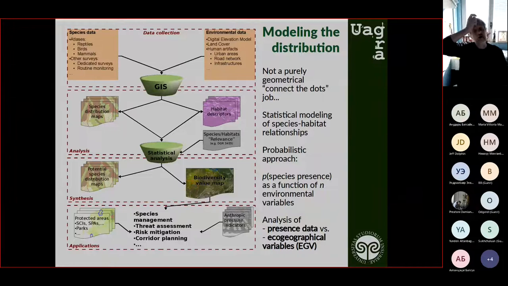Just to introduce the characters of this work with their proper names: species data are called presence data. Note the term presence. Absence is a problem, and we will talk about this. And environmental data are usually called EGV, eco-geographical variables.